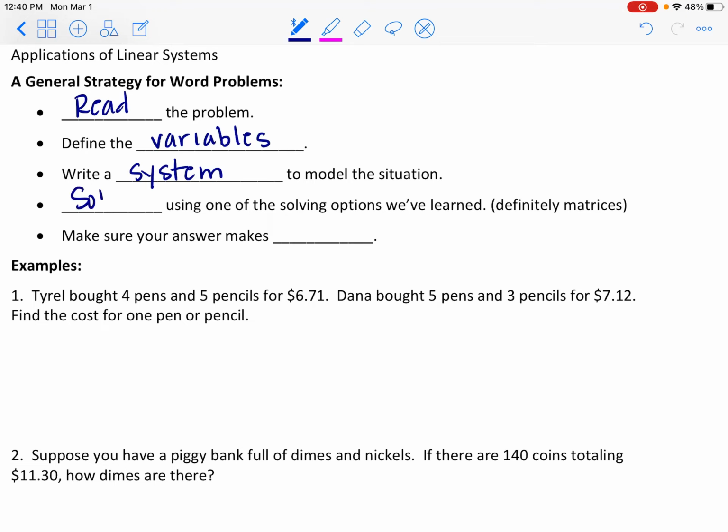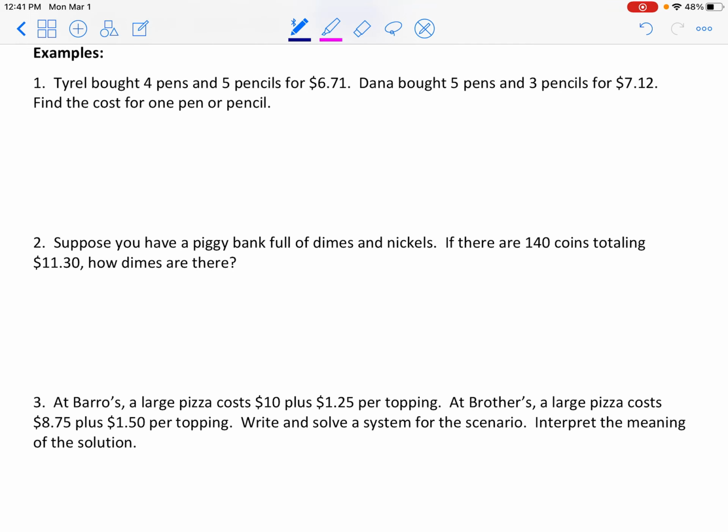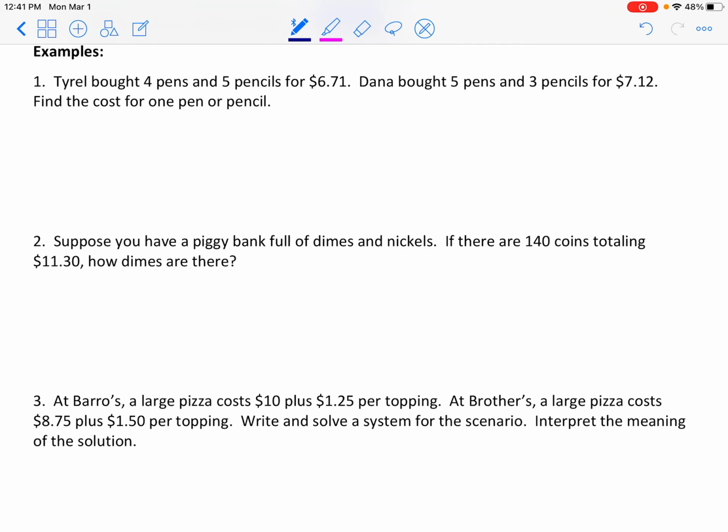Then we're going to solve using one of the processes that we've learned. Matrices, that shouldn't be in there. We haven't learned matrices. When you move on to college algebra, that may be something that you see. We're going to solve using one of the options we've learned. I would say graphing with Desmos is probably the easiest, so that's what I'm going to lean on here. And the last thing is, because we're putting context into this, we want to make sure we have an answer that makes sense to that problem and that we've answered the question in a way that makes sense. I've got some examples here for you. Let's work our way through some of these and apply the solving systems processes.